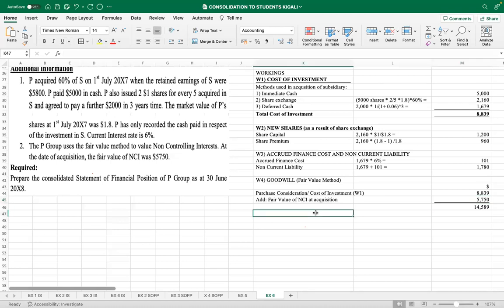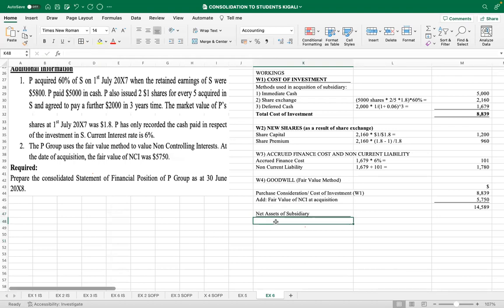The total value is 14. And then we account for net assets. Net assets of subsidiary, or you can also call it equity of the subsidiary. You account for the equity of the subsidiary. And under equity of the subsidiary, there was share capital.